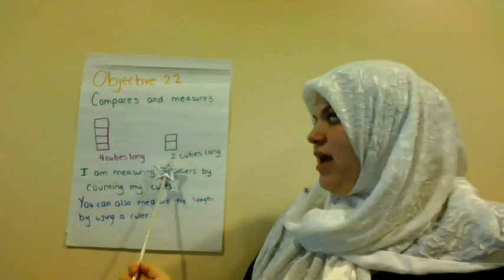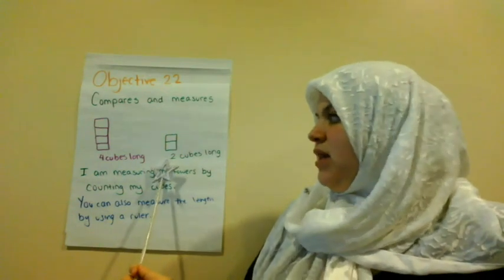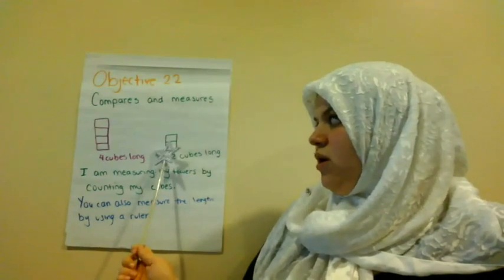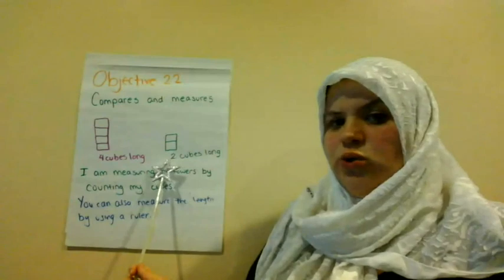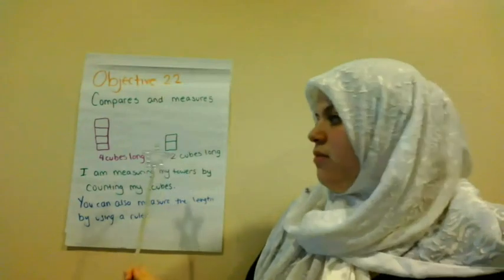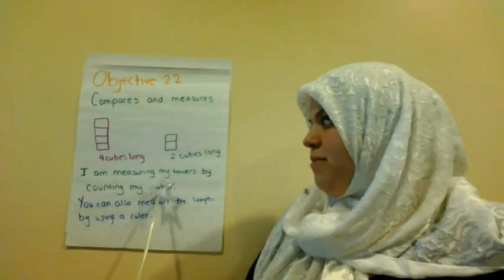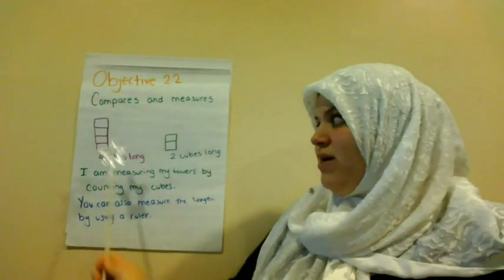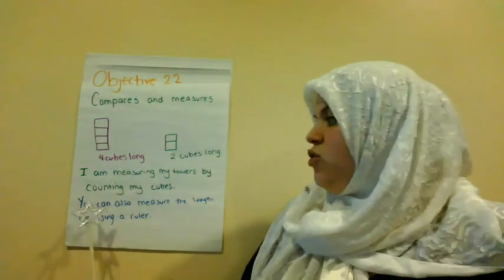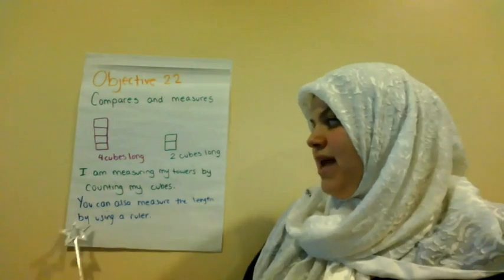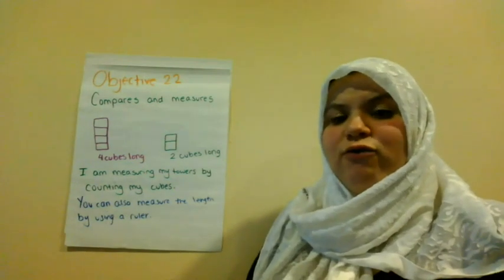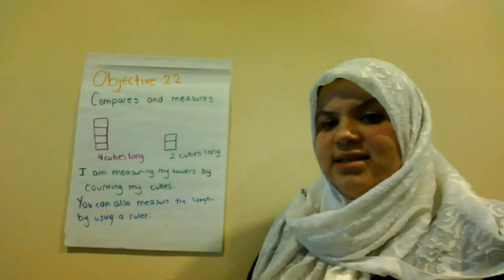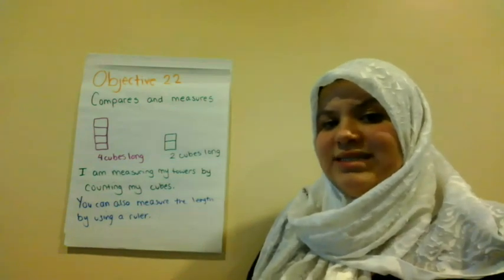Now I'm going to go over here and count my green tower. Let's see how many cubes my green tower has. 1, 2. The green tower is 2 cubes long. I am measuring my towers by counting my cubes. Now, that was the measuring part. You can also measure the length by using a ruler. So if you have a ruler at home, a ruler will measure how tall something is, and it will tell you in inches or centimeters.